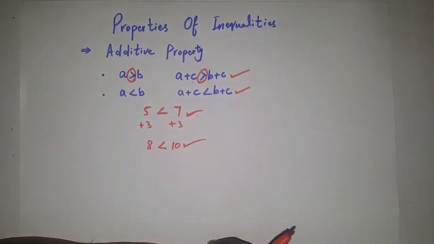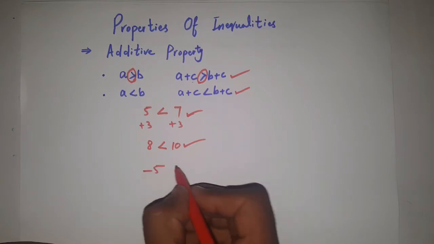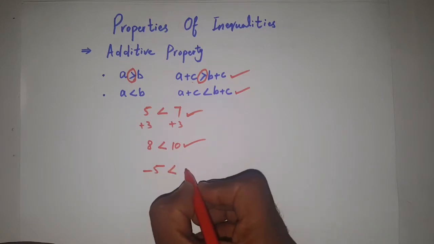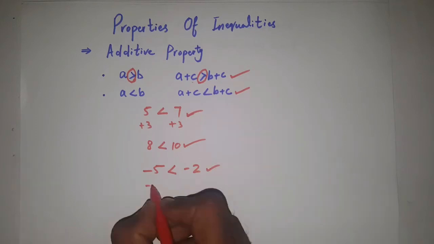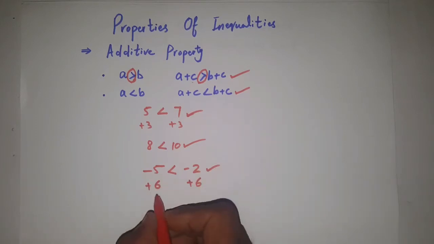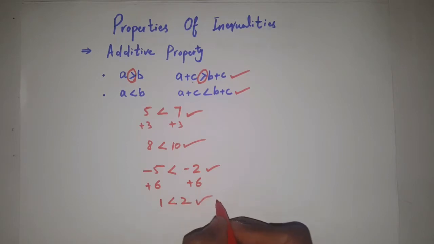It is true. In the case of two negative numbers, like minus 5 is less than minus 2, this is true. If I add plus 6 on both sides, then the answer is minus 5 plus 6, which is 1, is less than minus 2 plus 6, which is 4. The inequality still holds.